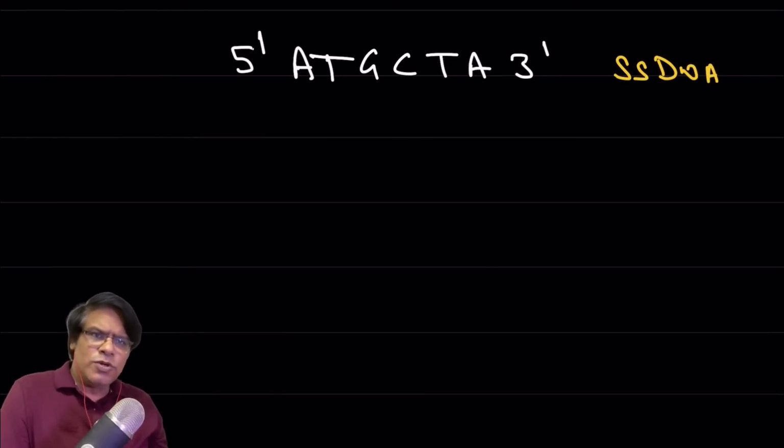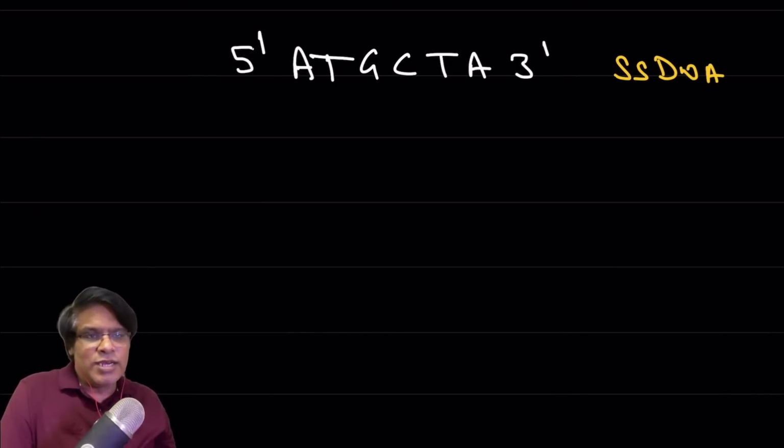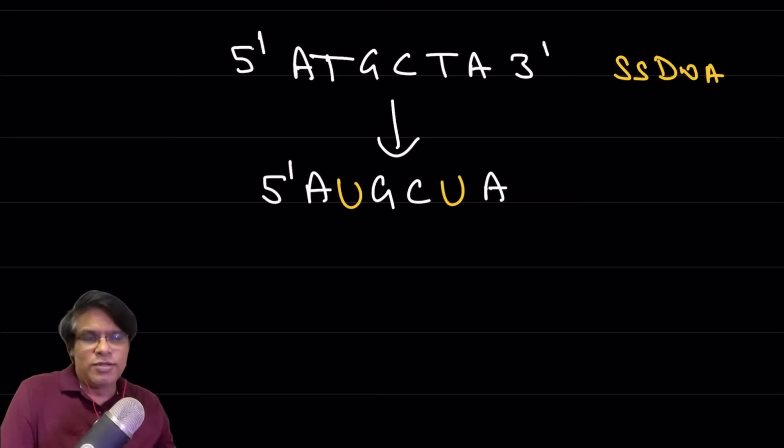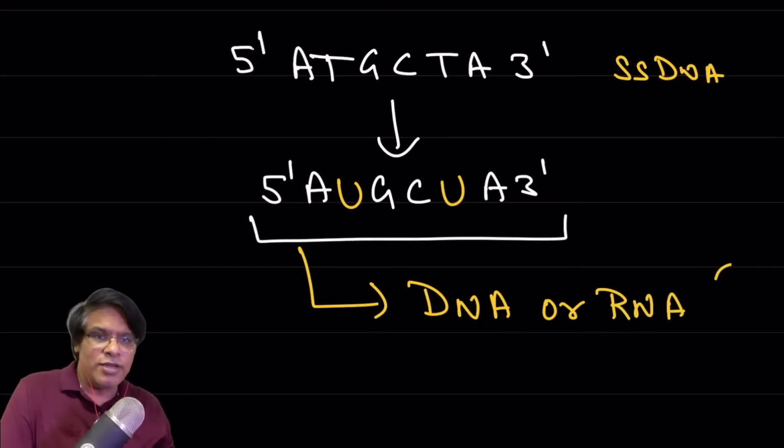Now let us suppose you take out all the thymine and you replace thymine with uracil. From this single-stranded DNA, if you take out the base thymine and add uracil in its place, this will be the sequence 5' AU GC UA 3'. Now I just want to ask you, is this sequence DNA or RNA?